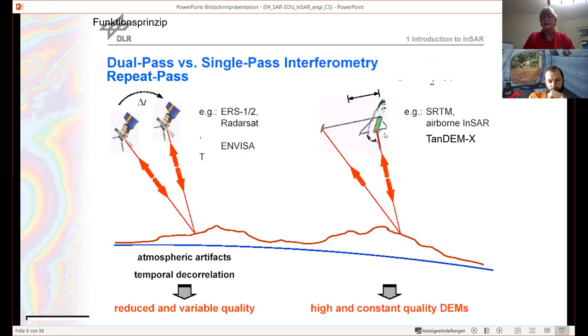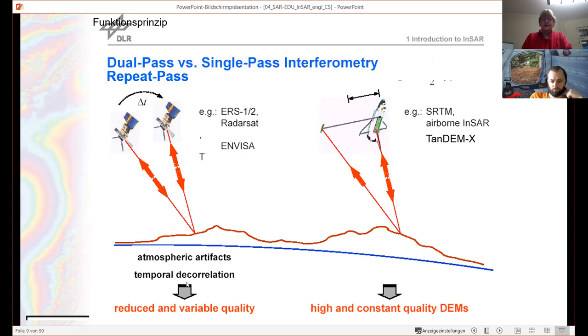Here, coherence is everywhere one. There is full correlation. So these single pass interferometry missions are dedicated to producing digital elevation models. SRTM was a mission for digital elevation models, and TanDEM-X is dedicated to elevation models. No delta T means coherence is everywhere. The correlation coefficient is everywhere excellent. Like one, there is a little bit of difference because of the different angles, but negligible for the normal user, let's say.